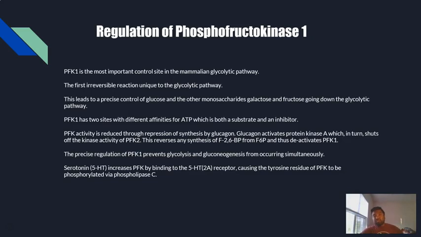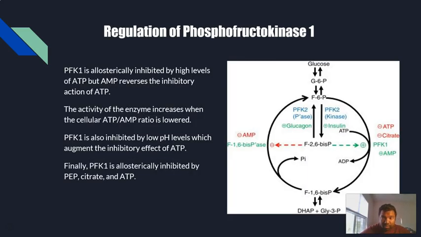Phosphofructokinase activity is reduced through repression of its synthesis by glucagon. Glucagon activates protein kinase A, which in turn shuts off the kinase activity of PFK2. This reverses the synthesis of F2,6-bisphosphate from F6P and thus deactivates phosphofructokinase 1. The precise regulation of phosphofructokinase 1 prevents glycolysis and gluconeogenesis from occurring simultaneously. Serotonin increases phosphofructokinase activity by binding to the 5-HT receptor, causing the tyrosine residues of phosphofructokinase to be phosphorylated by a phospholipase C.